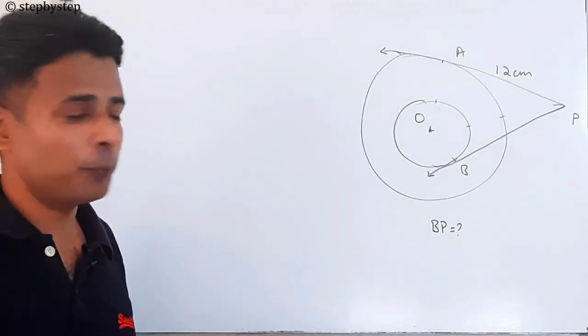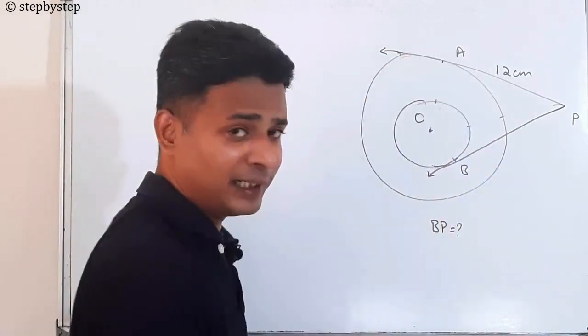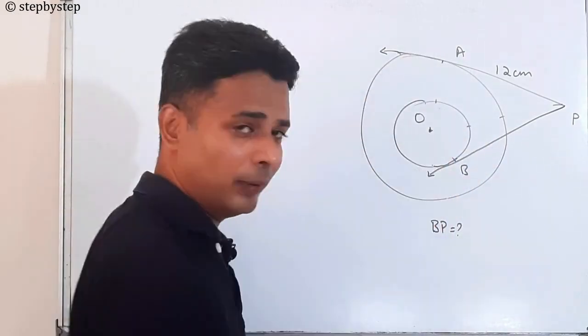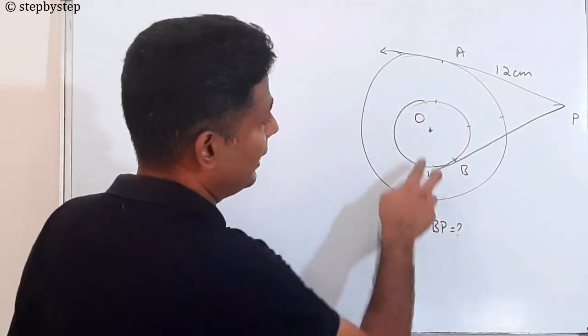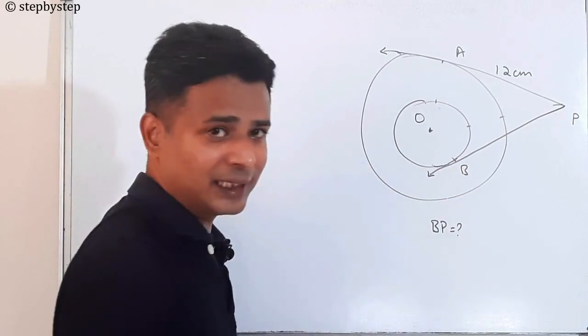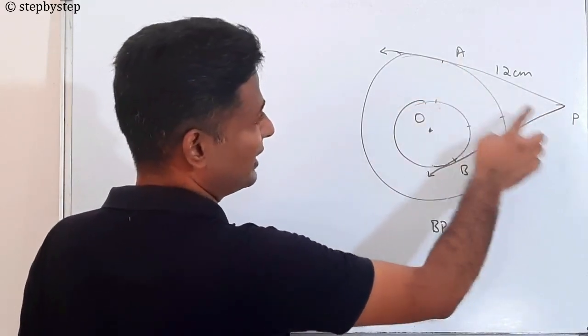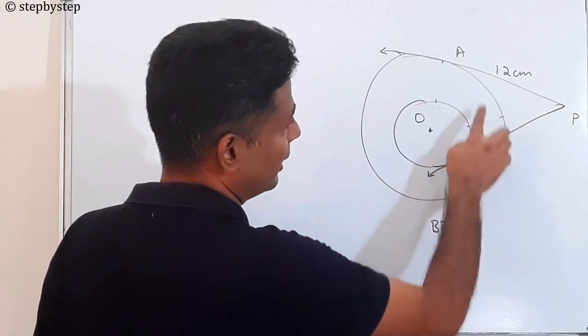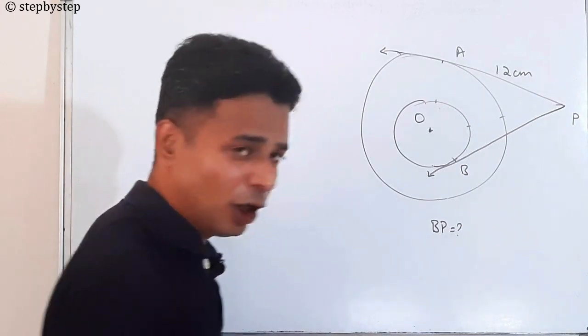Alright guys, now the fourth problem. They have given you this figure. They have told you that these two are concentric circles, which means that they have a common center. They have said the radius of the bigger circle is 5 and the radius of the smaller circle is 3 centimeters. And they have given you an external point P, which makes one tangent with the bigger circle and one tangent with the smaller circle. They have said AP is 12 centimeters and you have to find the length of BP.